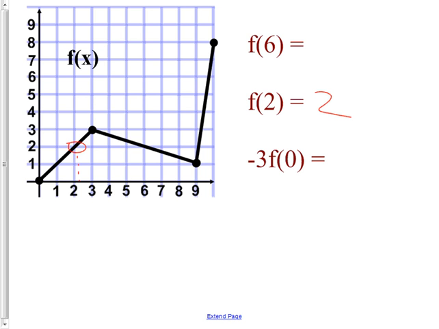Everybody try to figure out what that next one means then. I'll give you a hint. Figure out f of 0 first.